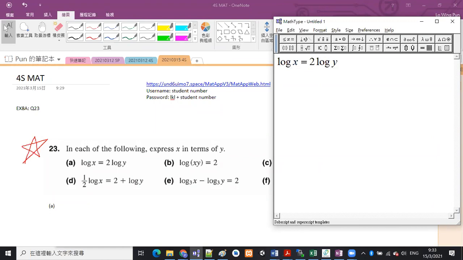Part A. I want to express x in terms of y, which means that I want to solve this equation for x, and the answer can be expressed in terms of y. Okay, but now x is being locked inside the log. Then somehow I need one step to cancel out the log. Okay, that is, I want to find what x is equal to.